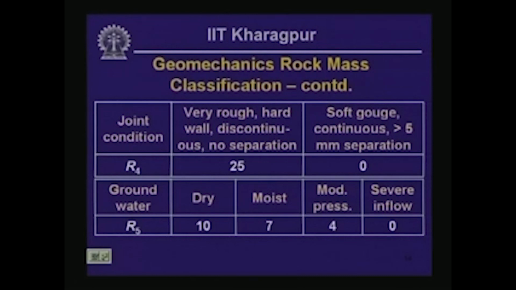If the rock mass is dry, then R5, the score that characterizes the groundwater condition, is going to be 10. If the rock mass is moist, then R5 is going to be equal to 7. If there is moderate pressure in the groundwater within the rock mass, then R5 is going to be equal to 4, and in case of severe inflow of groundwater, R5 is going to be equal to 0.